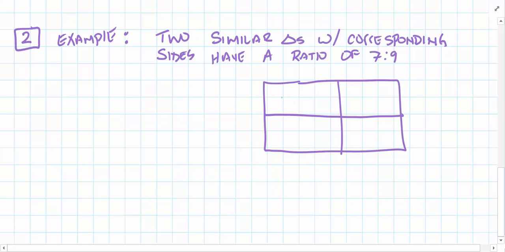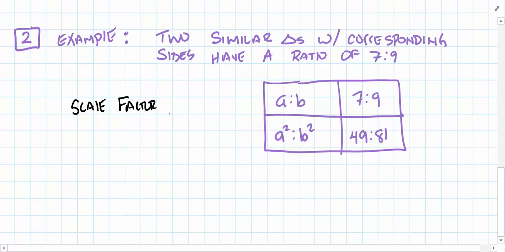So if we go a to b, then we're going to go a squared to b squared, okay? A to b. So what do I have for a to b? Then the scale factor must be 7 to 9. And then a squared to b squared must be what? 49 to 81. So the questions that we could ask now are, what's the scale factor? What would the scale factor have to be in this case? It's one of those two answers on the right hand side. 7 to 9. Yeah, you got it. Okay. What's the ratio of their areas? 49 to 81. There you go, 49 to 81.